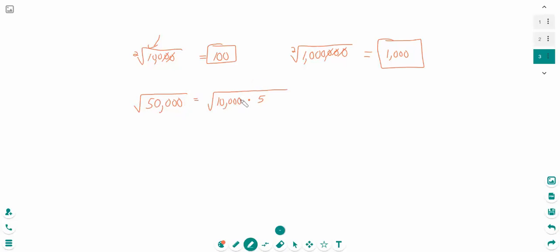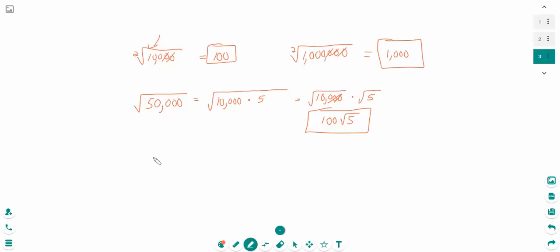But what I have done is I've broken it up so that one of the factors is a 1 followed by an even number of zeros. Okay, in this case, 4 zeros. So this could be written then as the square root of 10,000 times the square root of 5. Square root of 10,000 has 4 zeros, so we just lose 2 of those zeros, and we end up with 100, so it's 100 times the square root of 5. All right? See how that works? Hopefully it makes sense to you.